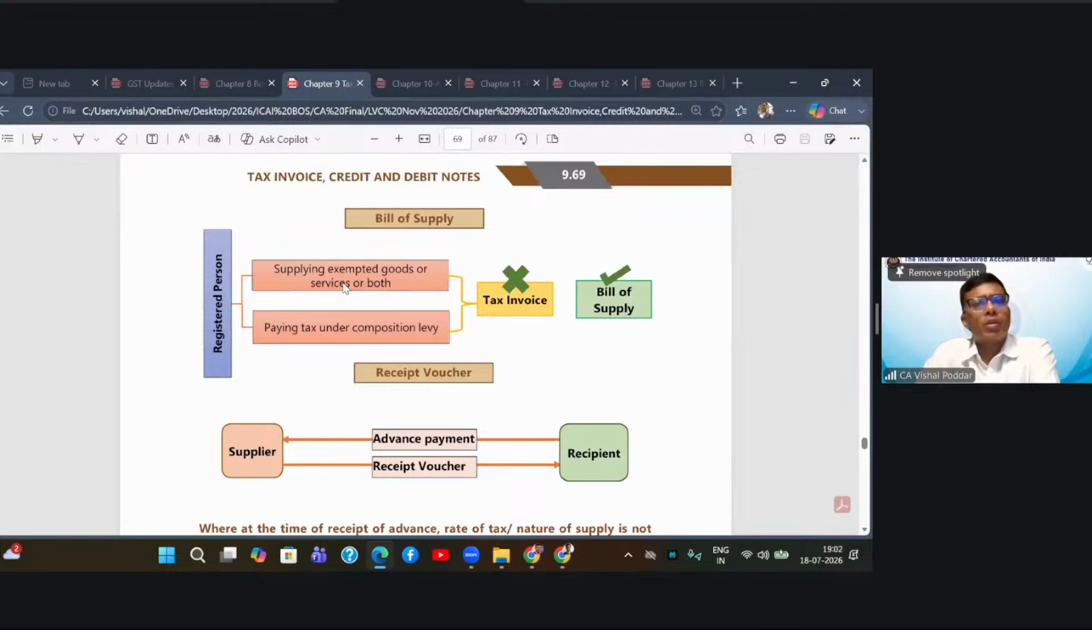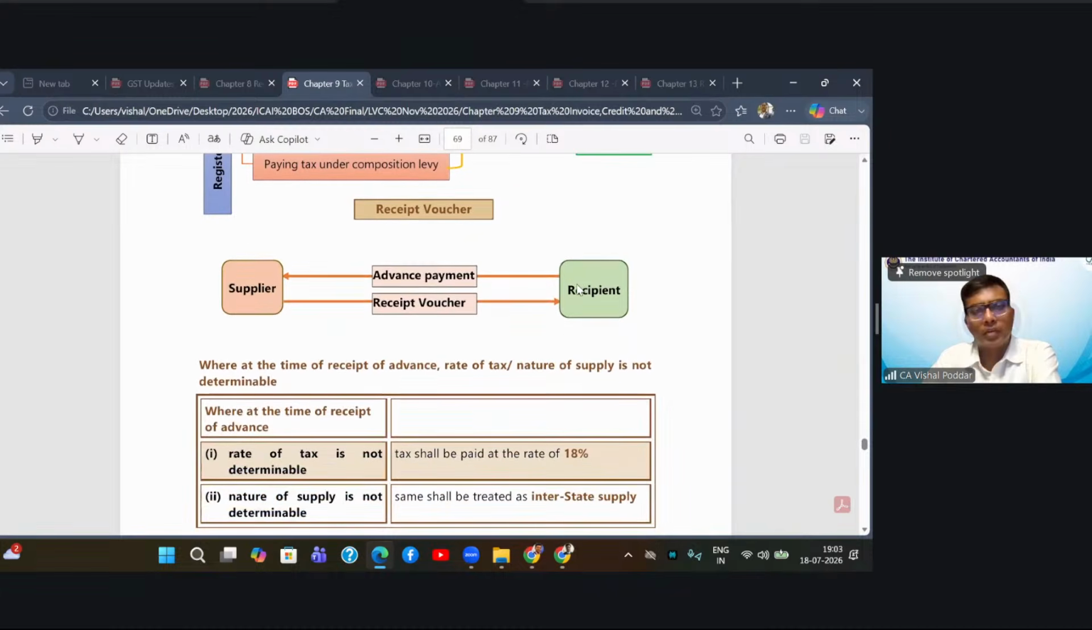Now next comes another concept. This is the third document. First was the tax invoice. Another we discussed was the revised invoice, within that we discussed consolidated. Now we are coming to the next document, that is the bill of supply. Now what is a bill of supply? I'm a registered person, but whatever I'm supplying is either exempt or I'm covered under the composition scheme. In such cases, I cannot issue a tax invoice because I cannot collect tax in both these cases. So the document which I issue is called a bill of supply instead of a tax invoice.